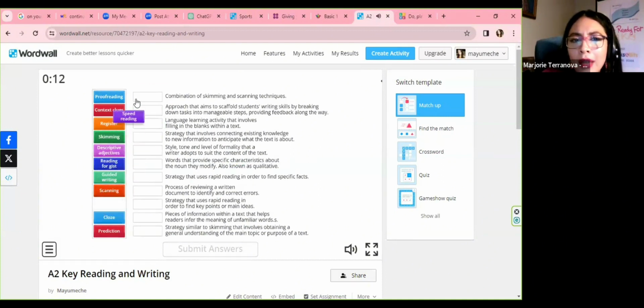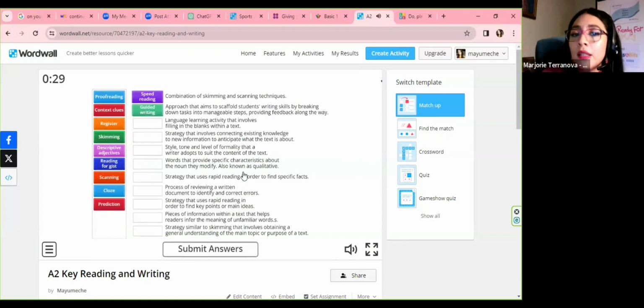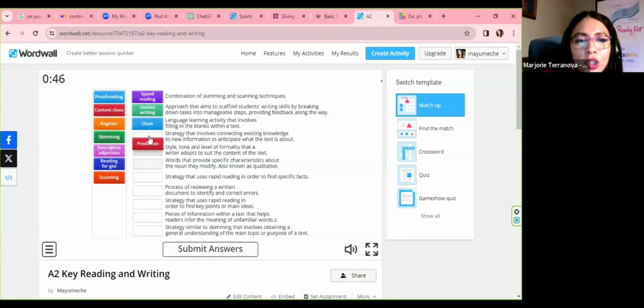Approach that aims to scaffold the students' writing skills by breaking down tasks into manageable steps, providing feedback. So I show them every step of what they have to do and I provide feedback. That's called guided writing. Language learning activity that involves filling in the blanks. Oh, filling in the blanks. I remember cloze. It could be multiple choice. It could be open cloze. A strategy that involves connecting existing knowledge to new information to anticipate what the text is about. That is prediction. Style, tone, and level of formality. Oh, level of formality, that is register.